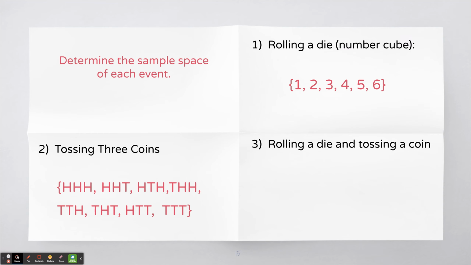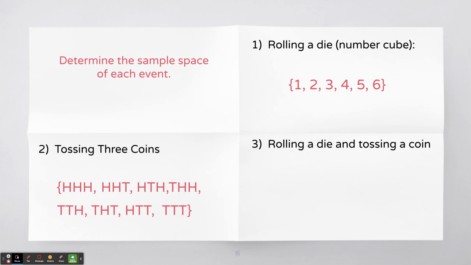All right, number 3, let's roll a die and toss a coin. Well, there's 2 possible outcomes for tossing a coin. There's 6 possible outcomes for rolling a die. So 6 times 2 is 12. I believe there's going to be 12 elements in my sample space for this event.